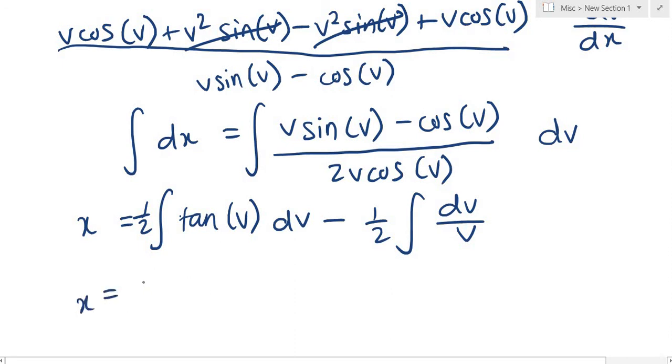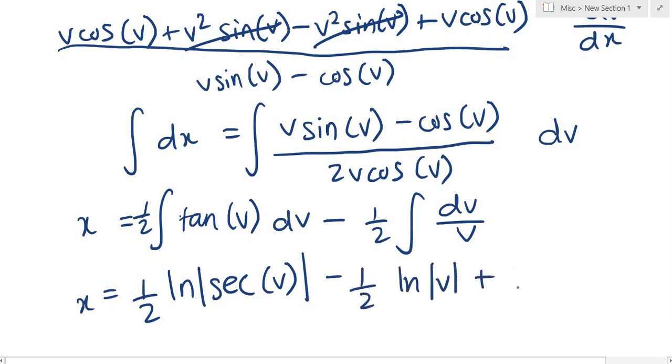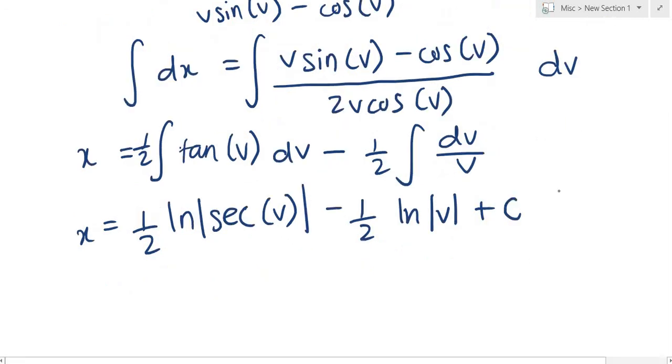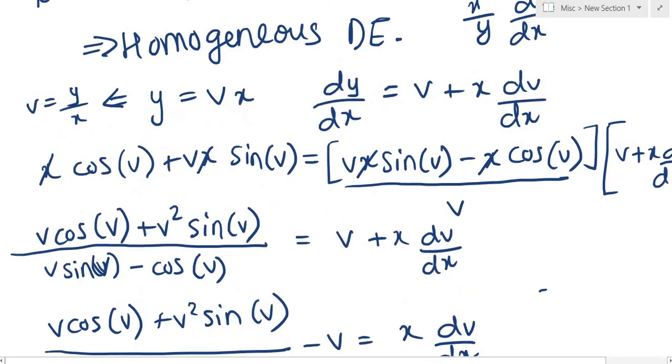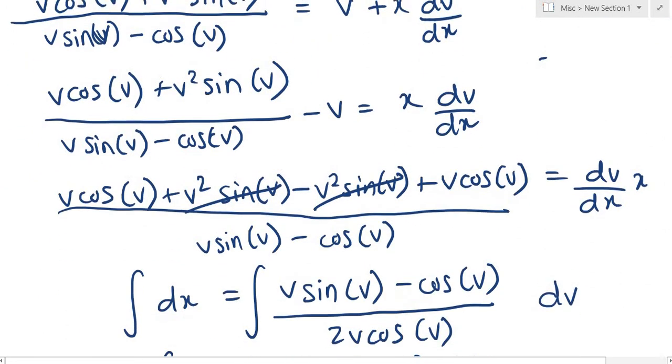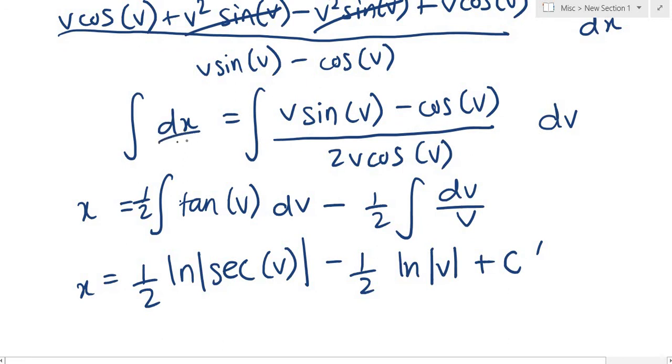Okay, so let's integrate it now. Integral of the tangent of x is the natural log of the secant of, in this case it's v, minus 1 by 2 times the natural log of v plus the constant of integration. Let's call it c dash now. Well, I guess you must have realized that I completely forgot this factor of x over here. We'll make the corrections now. So we'll have a dx by x here, and integrating that gives us a natural log of x. So sorry about that.